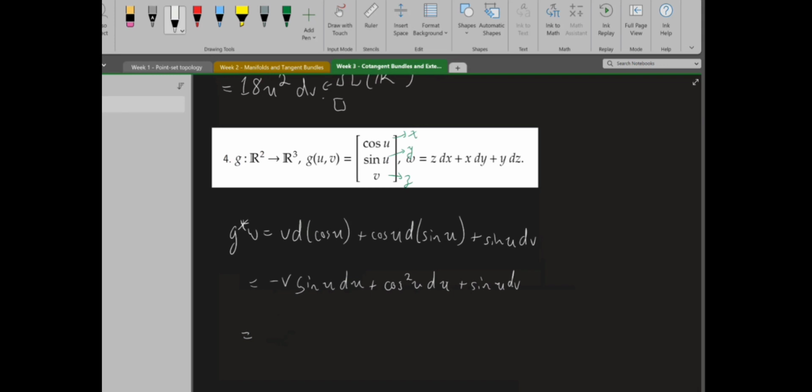Very easy, just combine cosine squared u, so I'm just combining these two du terms, minus v sine u all du plus sine u dv. Done. And this is a differential one form on R2 now, the domain of the parameterization G.